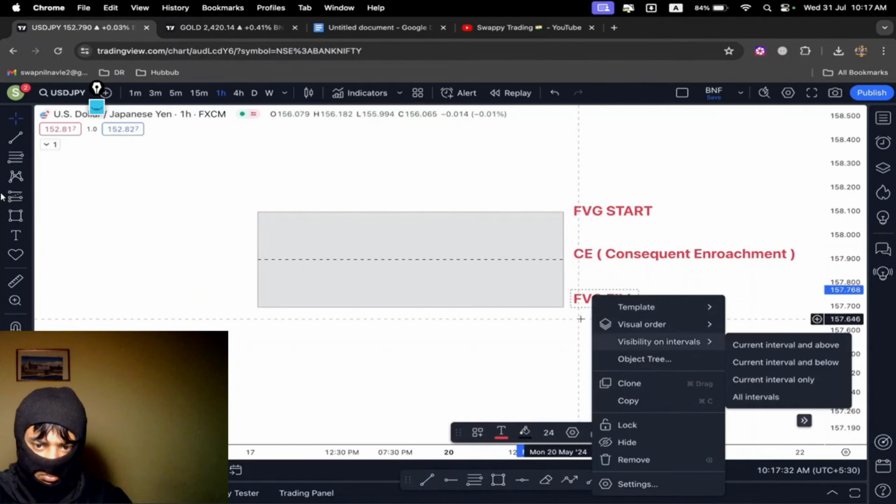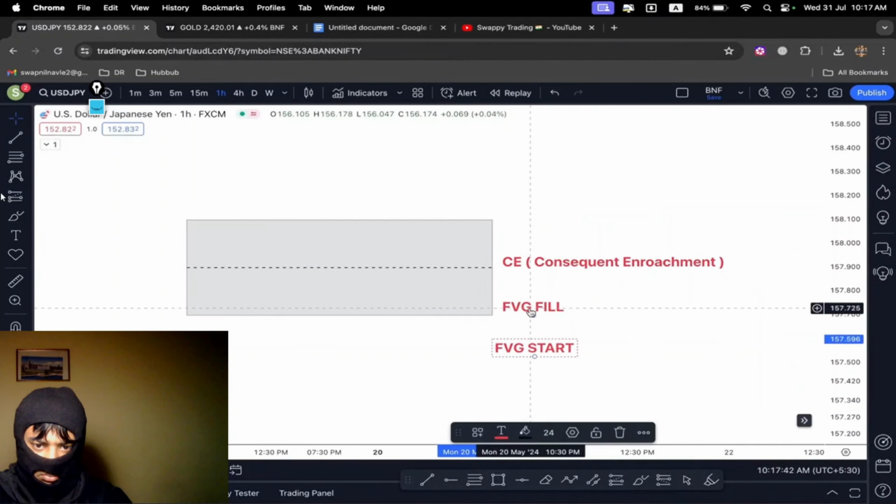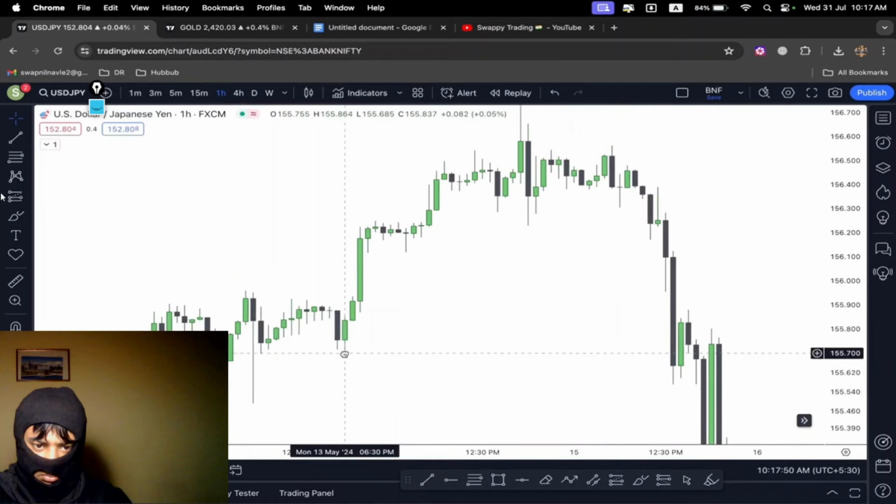Okay? I'm talking about this bullish side. That is, when the market is in a bullish trend. Okay? And what will it be like in a bearish trend? It will be the opposite: FG fill will be at the top and FG start will be at the bottom. Okay? Now, let me explain how this works on a chart of USD JPY.